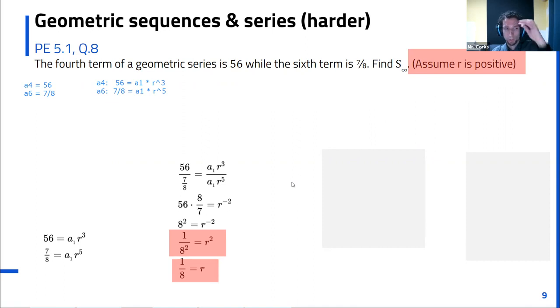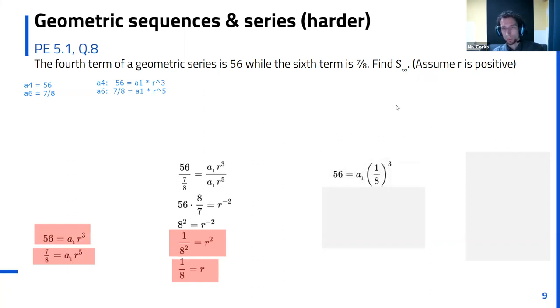Now what can we do to figure out a1? Substitute. We can substitute into either of our two original equations, the a4 one or the a6 one. I chose to do a4. So 56 is equal to a1 times r cubed, (1/8) cubed. And so let's just do a little bit of algebra here.